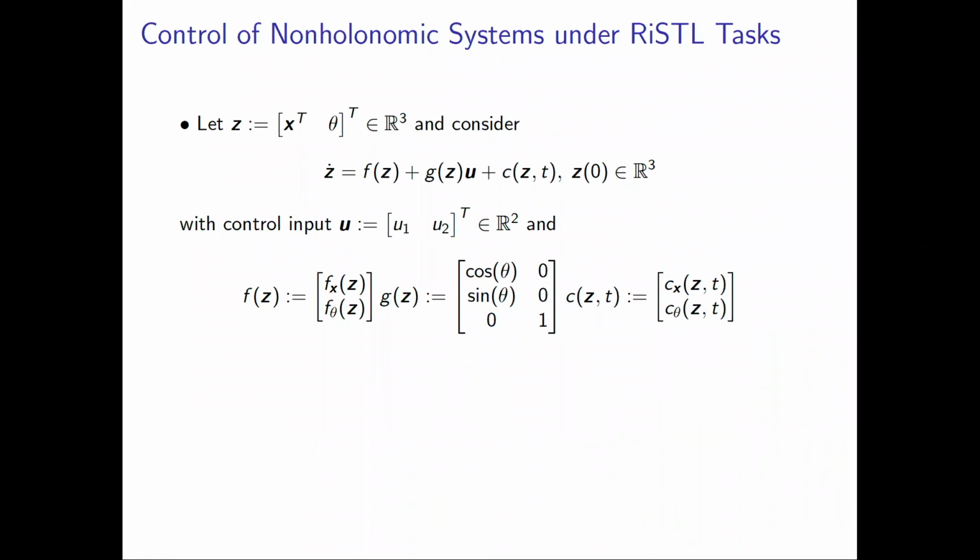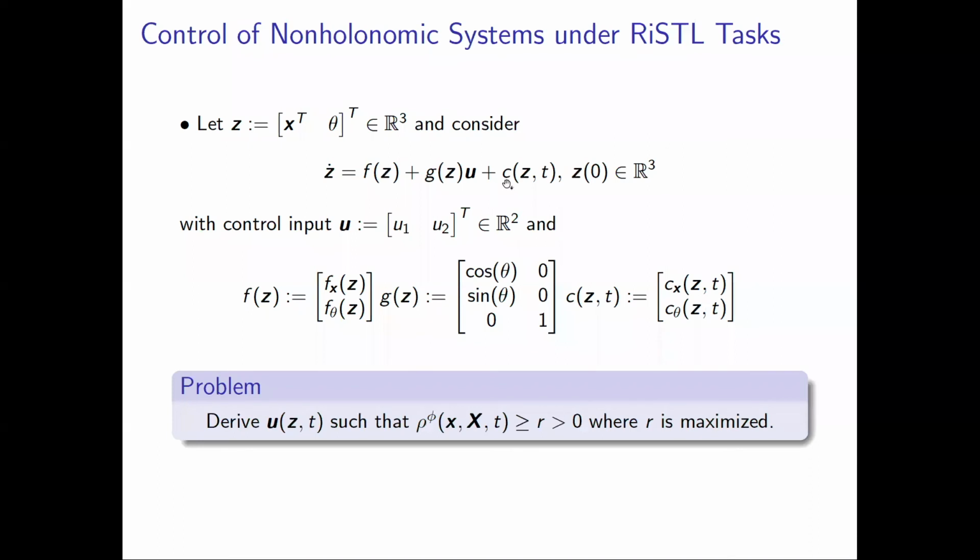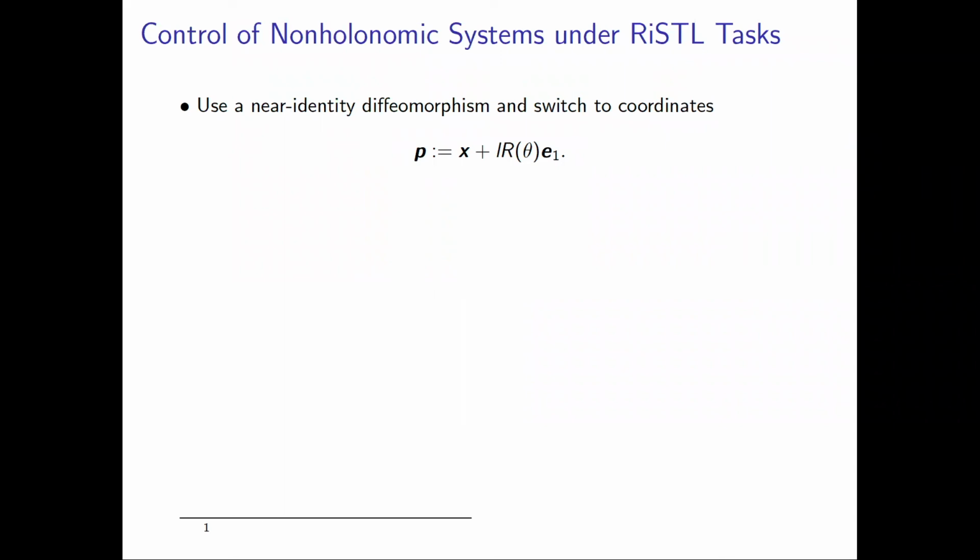Let us now look at the control problem that we consider here. In particular, we look at non-holonomic systems described by unicycle dynamics, where F is a known internal dynamics term, G describes the unicycle dynamics, and C describes unmodeled dynamics that are unknown, where only an upper bound is known. The problem that we consider is that we would like to derive a feedback control law such that the quantitative semantics of the risk signal temporal task are lower bounded by some R that is greater than 0 and that is maximized.